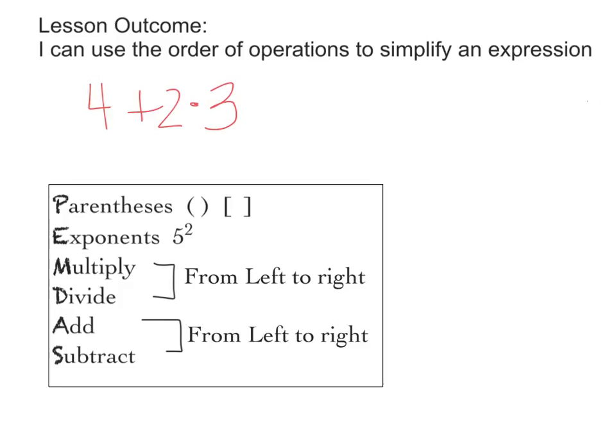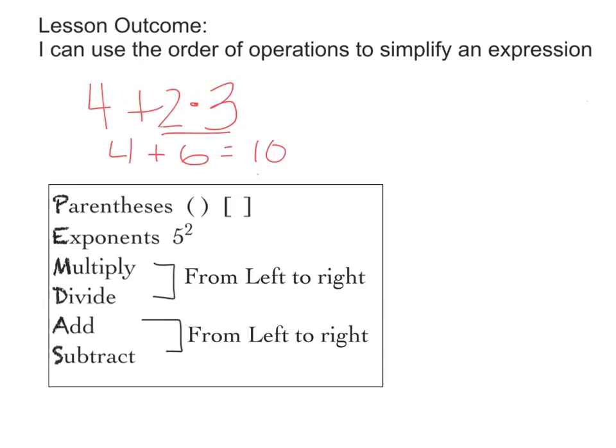For example, what if one person does 4 plus 2 first, gets 6, and multiplies by 3? The answer will become 18. But what if, instead of getting 18, somebody else decided to multiply first? 2 times 3 is 6. So now we have 4 plus 6, and 4 plus 6 is 10.